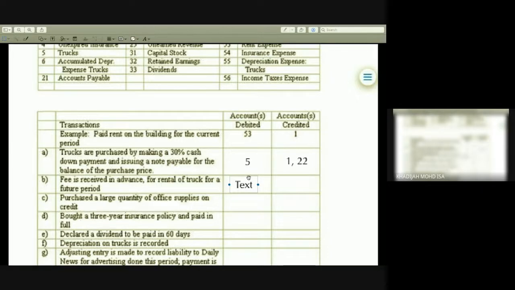Fee is received in advance for rental truck for a future period. So this one is actually what we are supposed to cover today for your adjustment. All right, so I leave it there first.